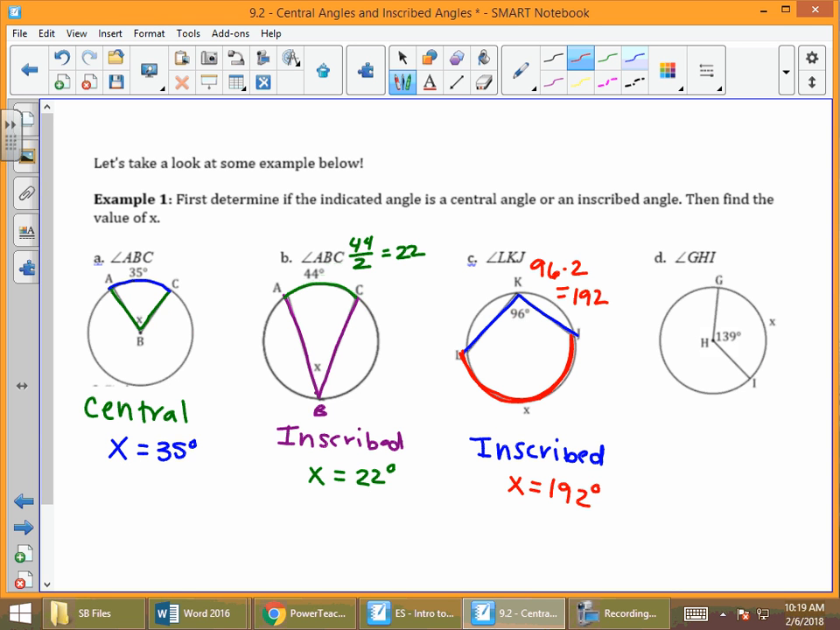Arc to inscribed angle, divide by 2. Inscribed angle to arc, multiply by 2. Because if you notice, this arc is much bigger than that angle. It's getting bigger. Here it's getting smaller. So divide.